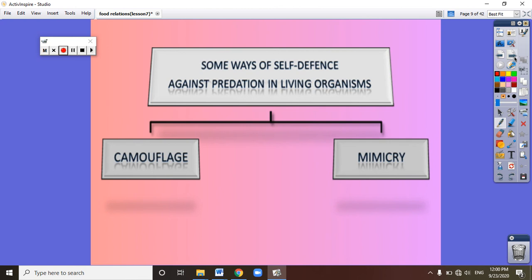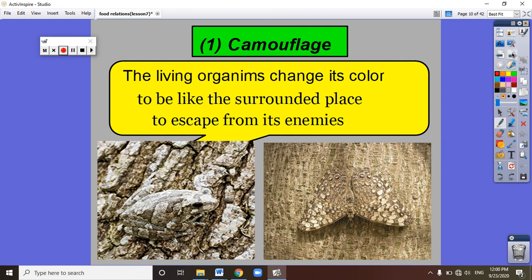Okay, animals have some ways to defend themselves against the predator, or against predation. Animals use two ways to escape from their enemies and defend themselves. We have here two ways: camouflage and mimicry. Okay, let's start with camouflage.